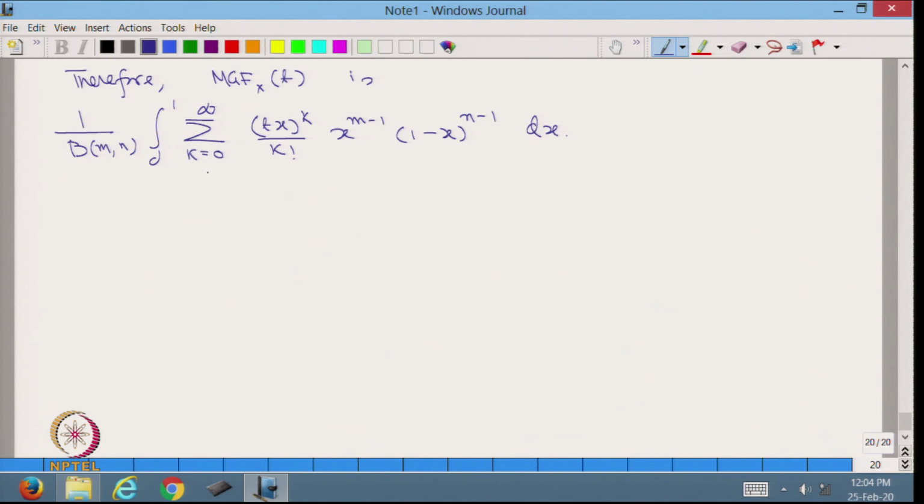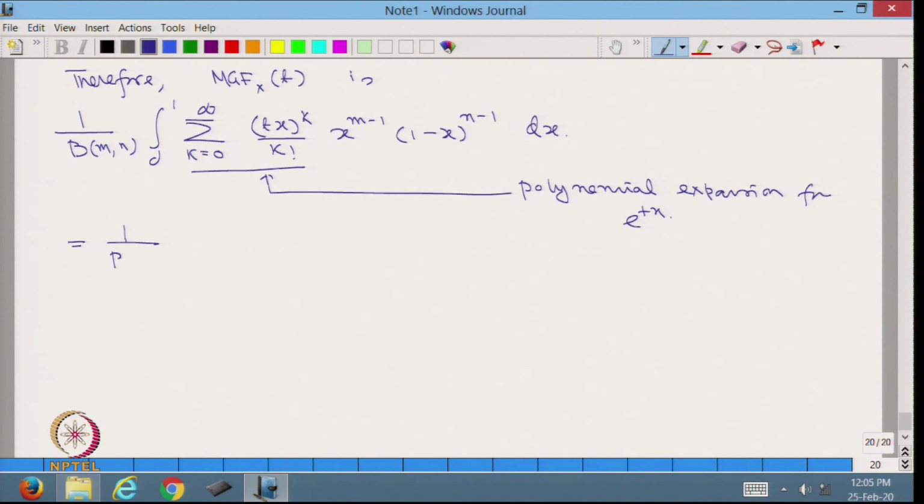As you can understand, this is the polynomial expansion for e to the power tx, equal to 1 upon beta (m, n), integration 0 to 1. Now, let us take the term k equal to 0 out.